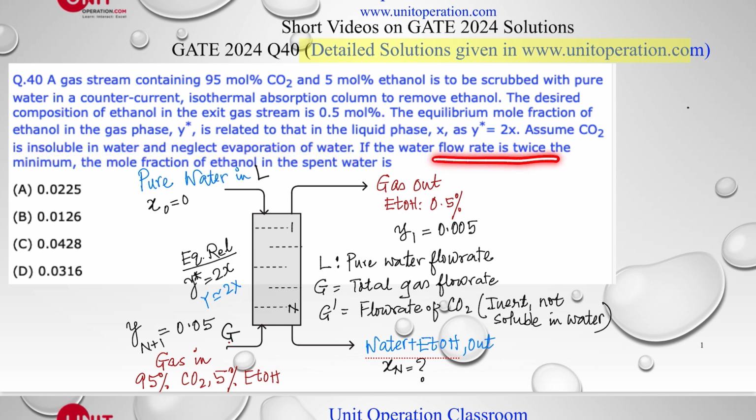If the water flow rate is twice the minimum, find the mole fraction of ethanol. So first we have to find out what will be the minimum water flow rate, take twice the minimum of that, and then find out what will be the composition here, where the pure water is coming in. So first we find the minimum value of water flow rate, then multiply it by 2 to get the actual water flow rate, and then find the concentration of ethanol coming out from the absorption tower.